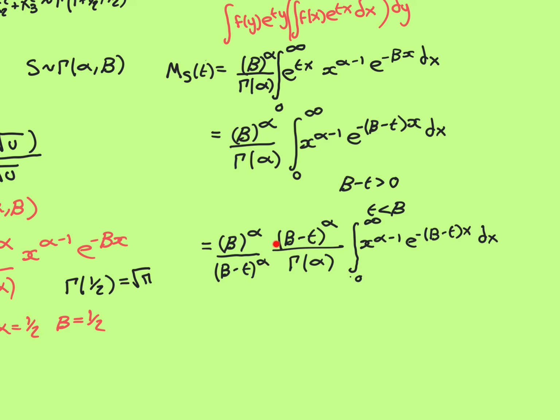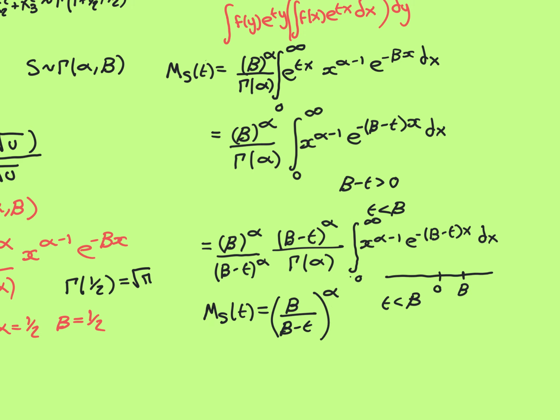Now this thing here, ignore this bit here, all of this, if you pull this inside here, this and this is the PDF of a gamma distribution with alpha parameter alpha and beta parameter beta minus t, and we're integrating that PDF from 0 to infinity, so that has to come out as 1, so all of this bit is just going to equal 1, so we're just going to get 1 times this, so we now know what our moment generating function is. We've got rid of the integral.